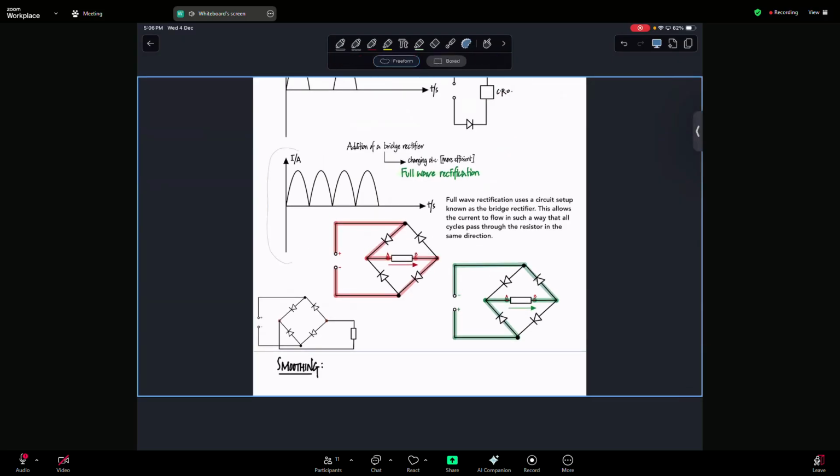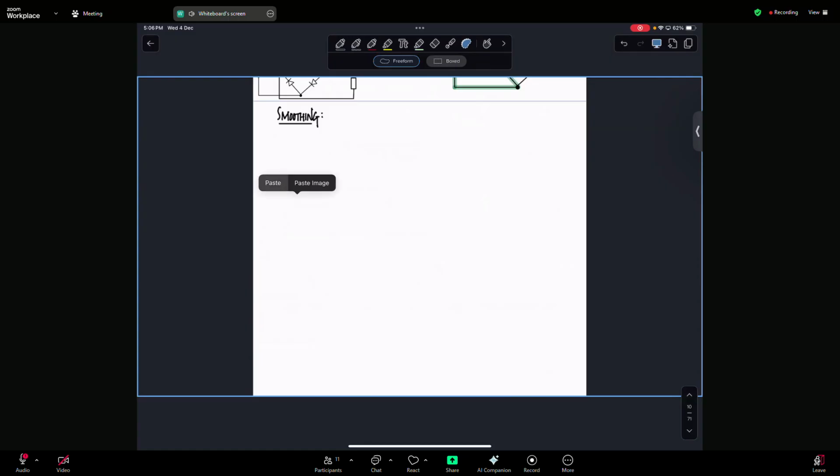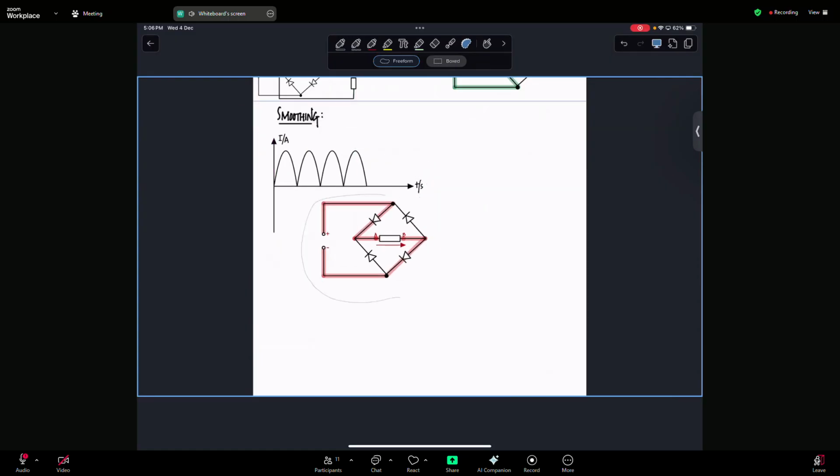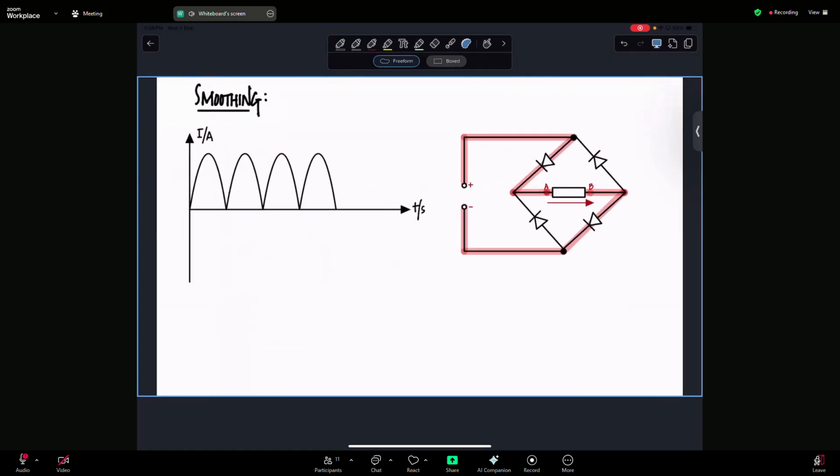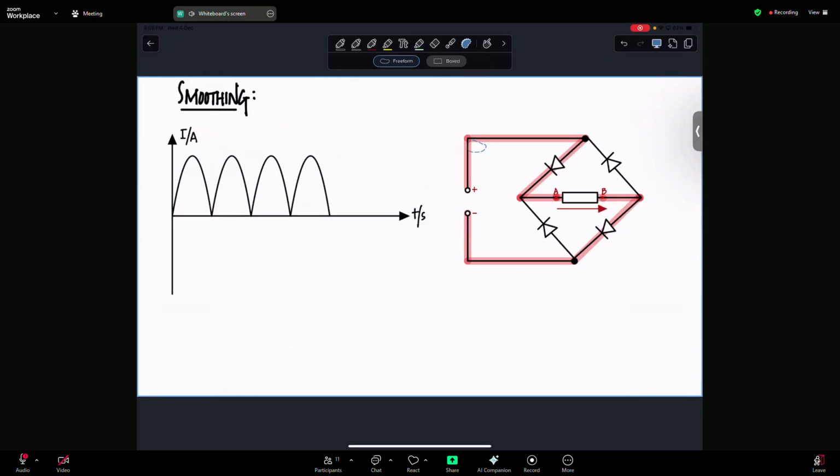So we have this graph right now, we have this circuit at the moment, and we want to make our graph a straight line. That's the straightforward thing that we want. And how can we achieve that? To achieve that there are certain ways out there.